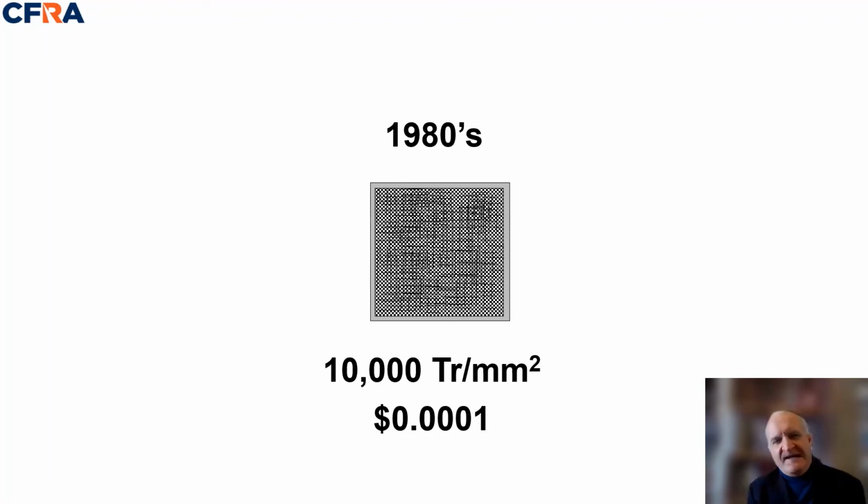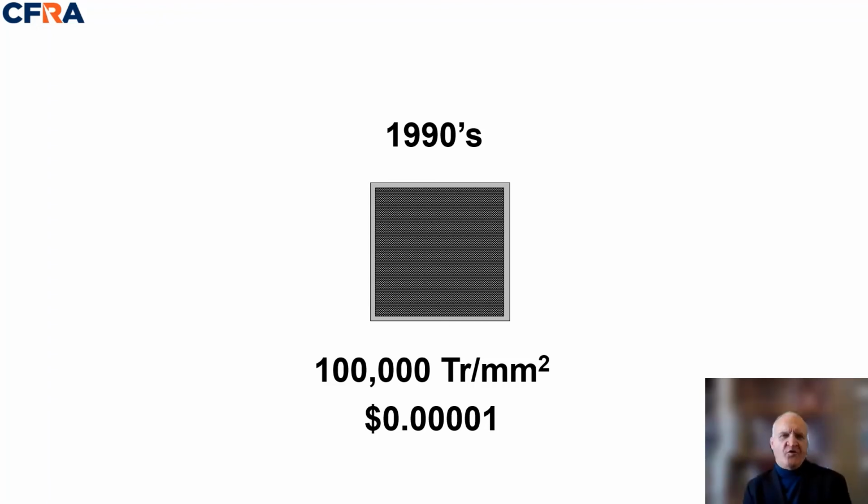So in the 1980s, we're talking about 10,000 transistors per square millimeter. Also, the 1980s saw the cost per transistor fall below a penny. It was about a hundredth of a penny by, I think, the middle of the decade. The 1990s saw the Pentium from Intel, and crossed the line at about 100,000 transistors per square millimeter.